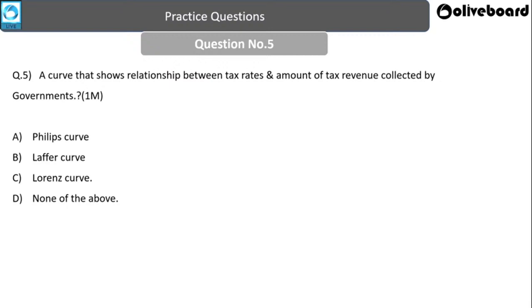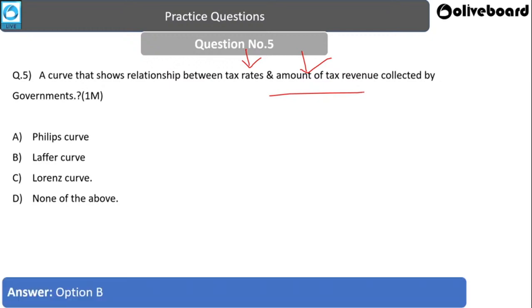Right. So moving ahead, next question: a curve that shows the relationship between tax rate and amount of tax revenue collected by the governments. What is it? A, Phillips curve, B, Laffer curve, C, Lorentz curve, and D, none of the above. Which curve gives us the relationship between the tax rate and the amount of tax revenue that the governments are able to collect? It's a very simple and straightforward question. The only reason for me to ask this question is to help you understand the different types of curves that are generally asked in the examination. So which is this curve? It is the Laffer curve, right?